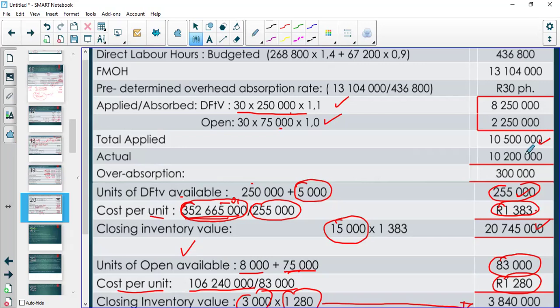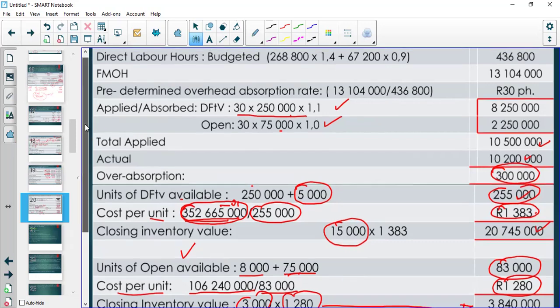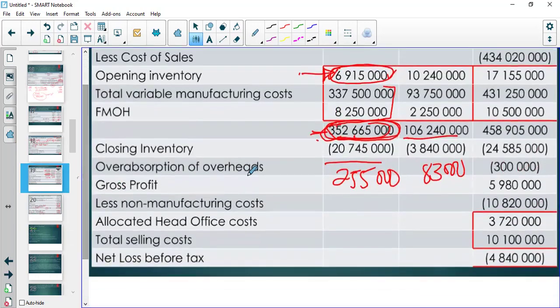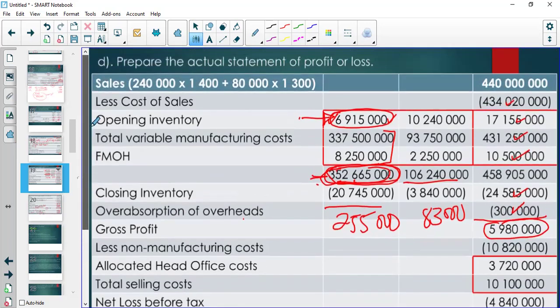So this is the total applied, the actual, then this is an over absorption, which you must reduce from your cost of sales. Okay. So we come here and we say over absorption, we're subtracting from the cost of sales. Then everything here, you want to say your opening inventory plus this plus that minus closing inventory minus over absorption. You get your cost of sales. Then you get your gross profit. So this format follows absorption costing. All right. It's a format for absorption costing.